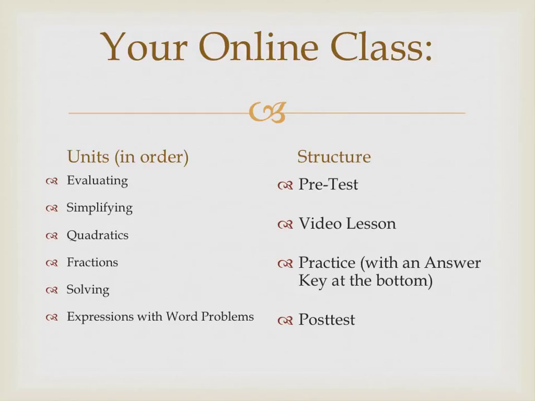So to help you prepare for the Accuplacer, we'll tell you a little bit about your online class. Your online class is 6 sections. This is unit number 0. We don't actually count that. The first unit is evaluating, followed by all of the rest.